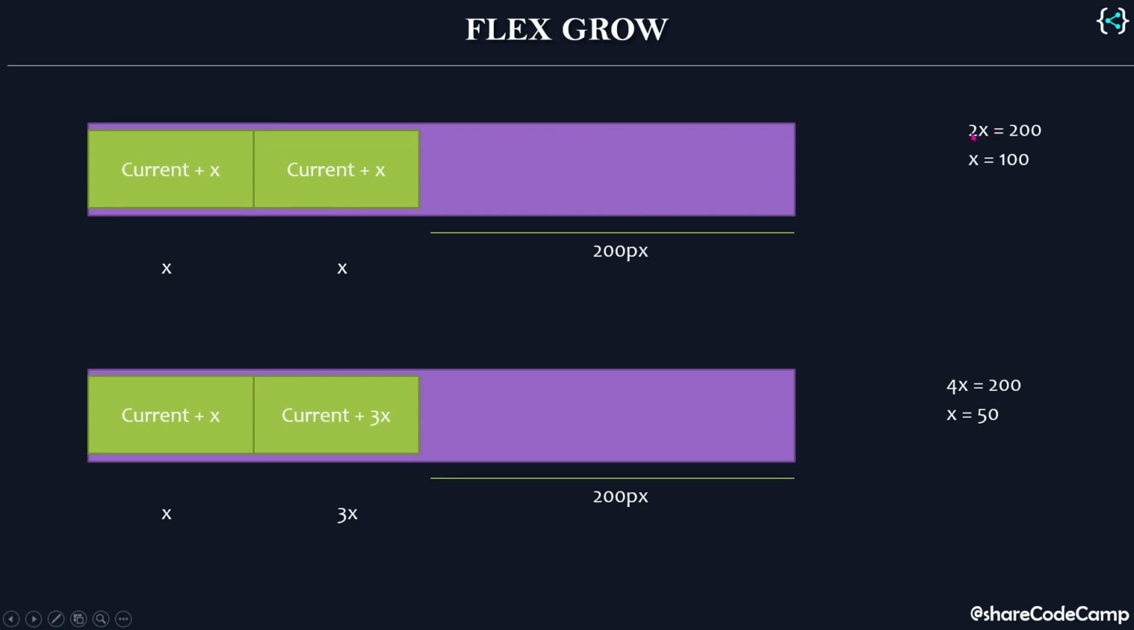So basically we have 2x and it's 200 pixel, and the 1x is going to be 100. So our item will grow whatever current value it has plus x. And this is the same. This is why they equally will grow and take this space, just like our example.